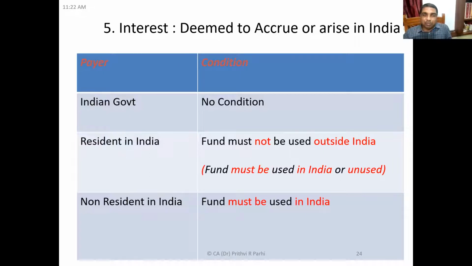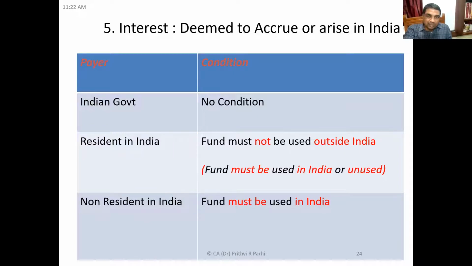So it depends upon the payer. If it is the Indian government, it's always deemed to accrue or arise in India. If it is a resident in India, you have to see that the funds must not be used outside India. If it is a non-resident in India, then you have to see that the funds must be used in India. Okay.